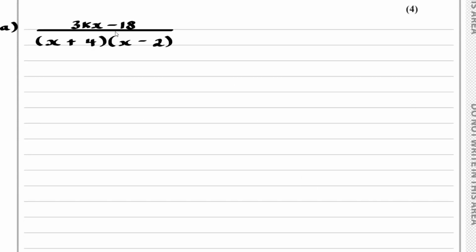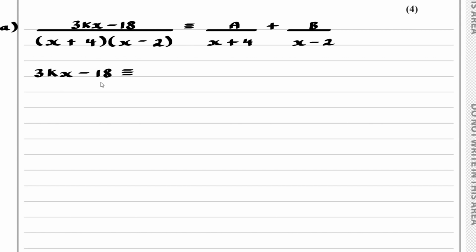So for part A, we have f of x given as 3kx subtract 18 over x plus 4 multiplied by x subtract 2. And if we were to express this using partial fractions, then this will be equivalent to a over x plus 4 plus b over x subtract 2. And we need to determine the value of a and the value of b. And if I multiply through by x plus 4 times x subtract 2, on the left hand side we have 3kx subtract 18, and on the right hand side we have a multiplied by x subtract 2 plus b multiplied by x plus 4.